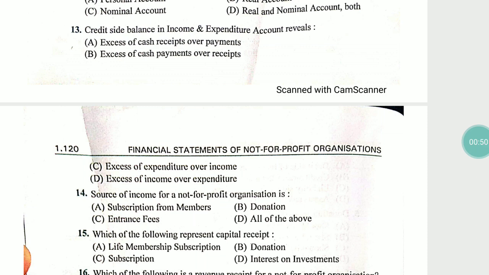First, we have to understand the income and expenditure account. In the income and expenditure account, we always show the expenditure on the debit side and the income on the credit side. If the credit side is higher, then it shows a surplus. It means that the credit side balance shows that income is more than expenditure. That's why it is known as credit side balance, and the credit side balance reveals the excess of income over expenditure. That means option D is the right answer.